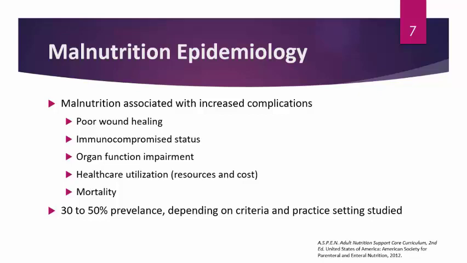In general, depending on the type of practice setting that you look at and the criteria that you use to determine malnutrition, it is prevalent in about 30 to 50% of whatever population that you look at. And that can be decreased or increased again depending on what practice setting you look at.